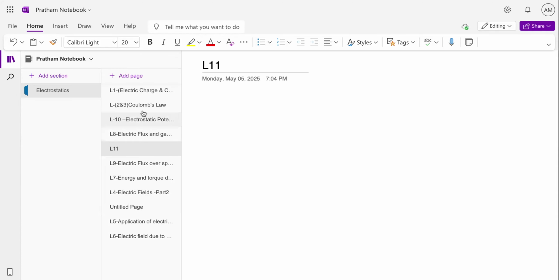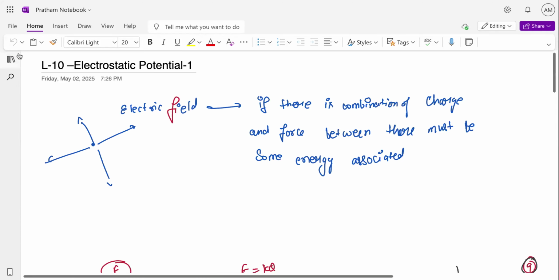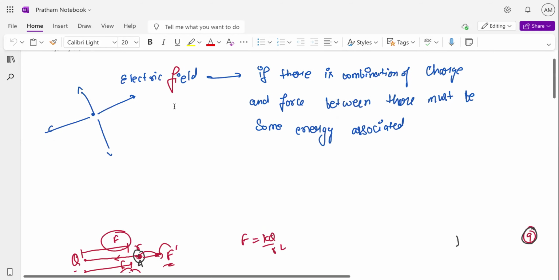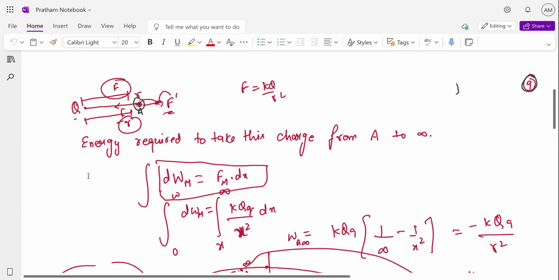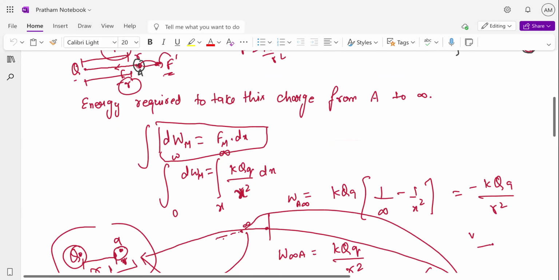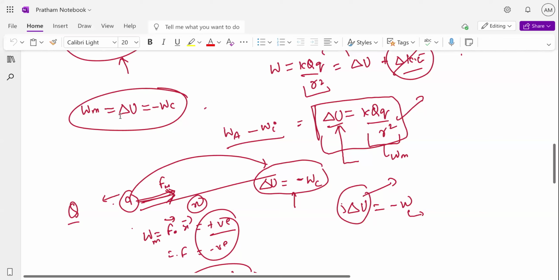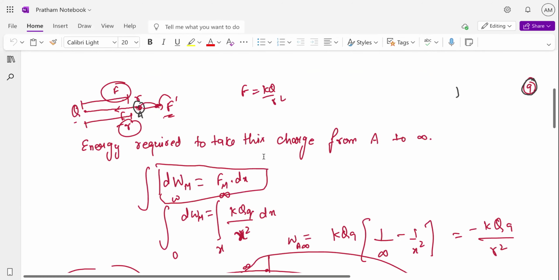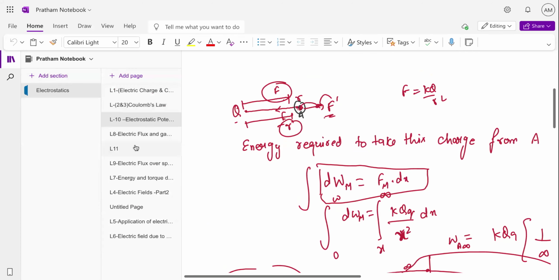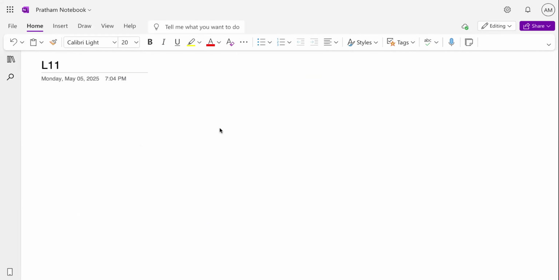So I'm starting with the next thing. Before that, let's discuss what we discussed in the last class. In the last class, we started with the potential. Electric potential. What is electric potential? It's basically the energy required to take a charge from infinity to some point. What we mentioned is that work done by a conservative force is nothing but the negative of the energy of the system. Clear? Okay. So we are going to continue with the same thing, and this is lecture 11.